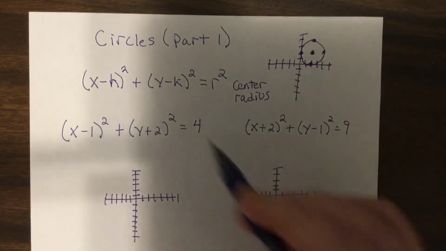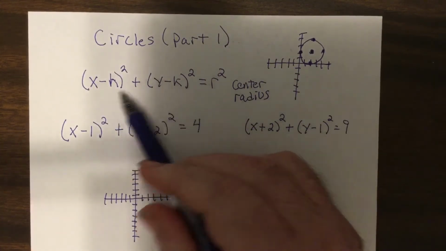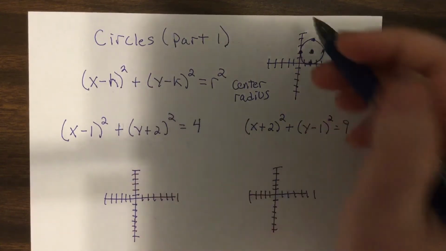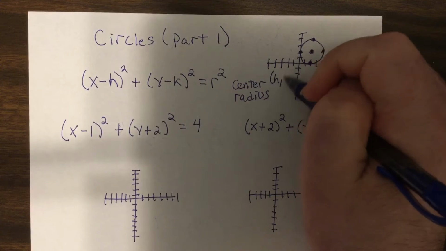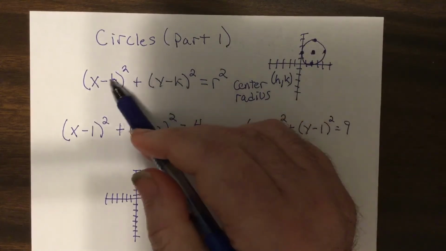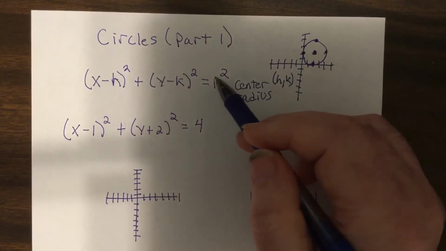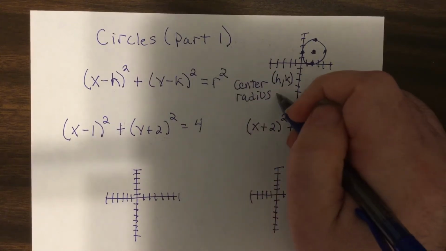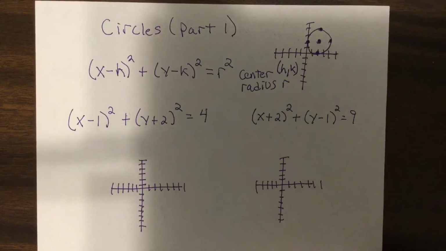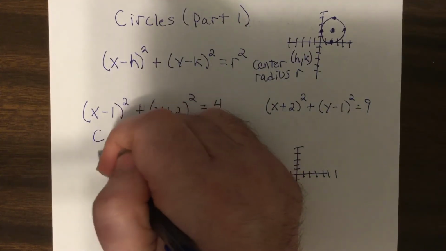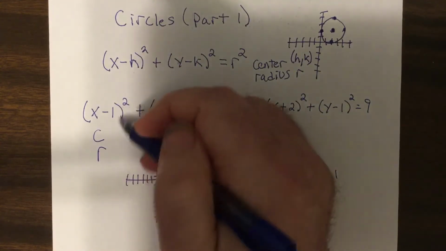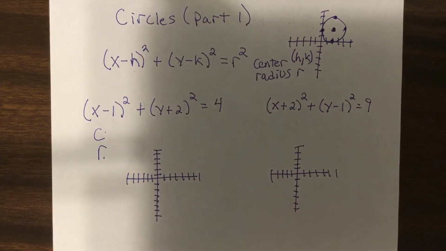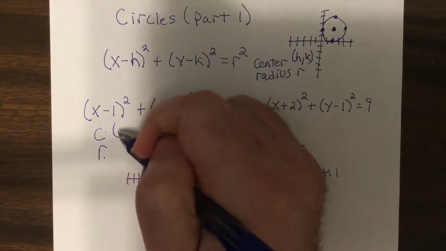Now look at the equation of a circle. That's the generic equation. Guess what the center is? h, k, just like all the other graphs. Now what's different is r is the radius, so this number is the radius squared. So I call it the C-R. Whatever makes you happy.